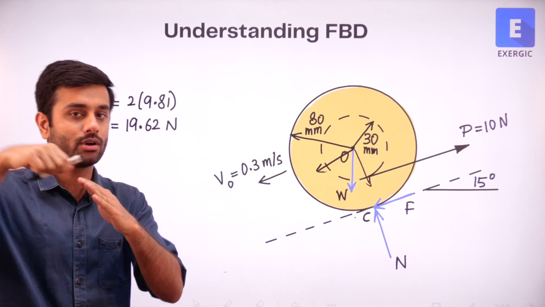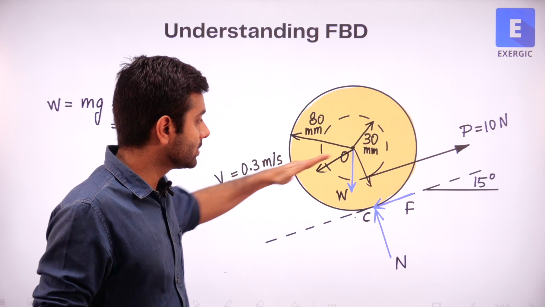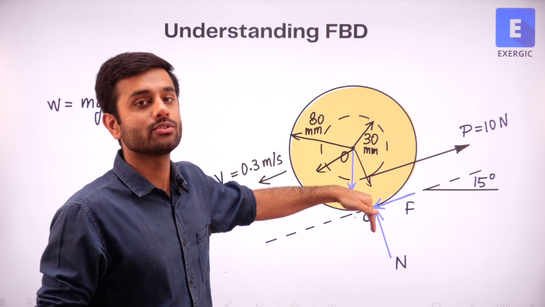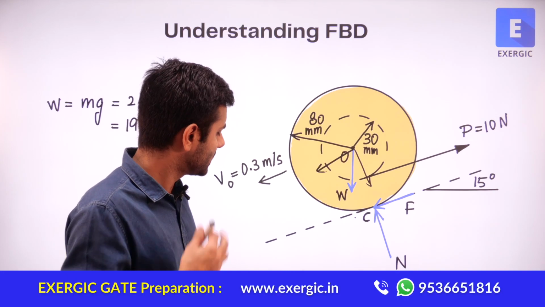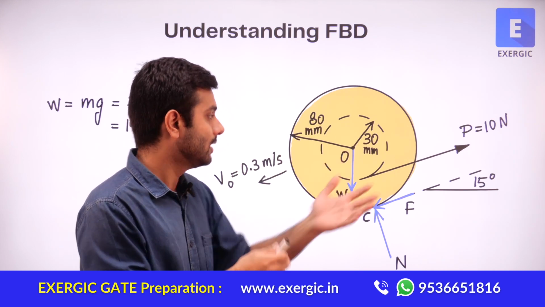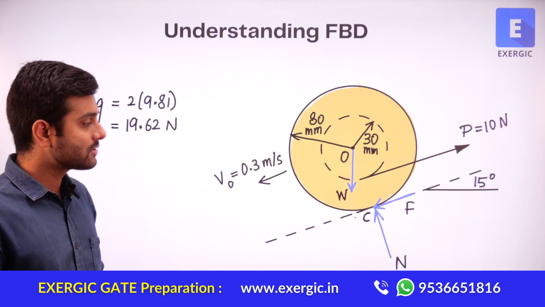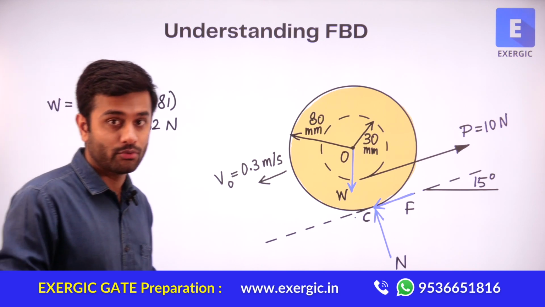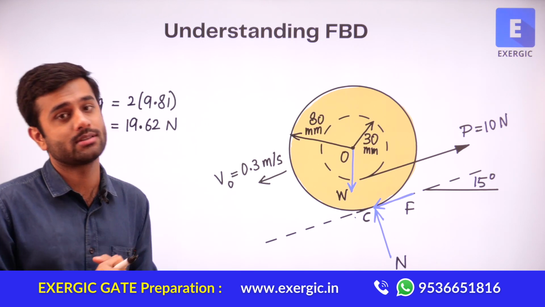So weight can be broken down into two components: along the incline and perpendicular to the incline, W sin theta and W cos theta. That can also be done, rather, we will do that later on. There is one interesting point to note here before we even begin discussing this question.